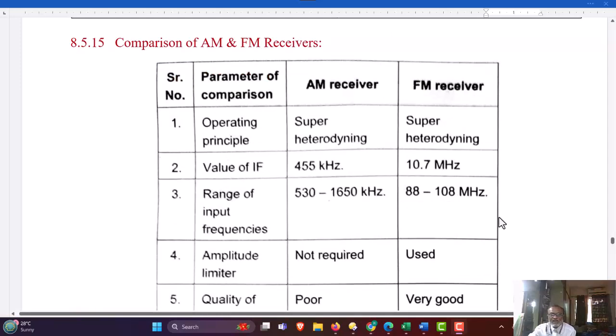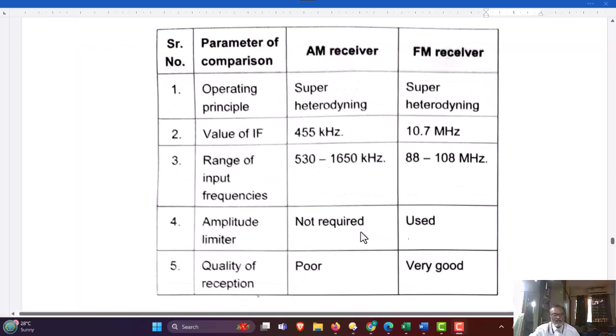Whatever we have discussed, same points are listed in the tabular form. I will just repeat it. The operating principle of AM receiver is super heterodyne and FM receiver is also super heterodyne. The value of IF in AM receiver is 455 kilohertz, whereas in FM receiver it is 10.7 megahertz. The range of input frequencies for AM receiver is from 530 kilohertz to 1650 kilohertz, whereas for FM receivers it is 88 megahertz to 108 megahertz.